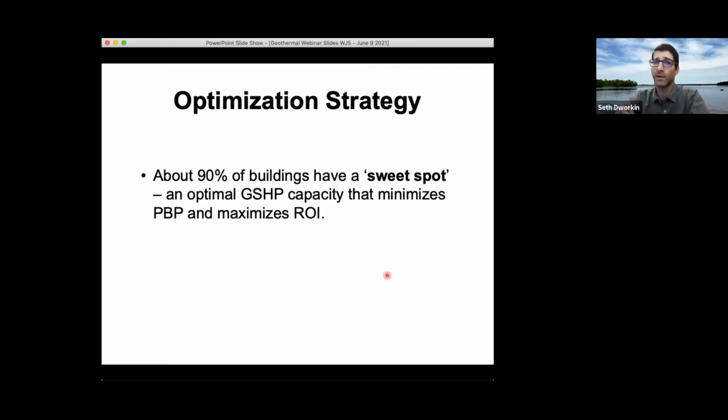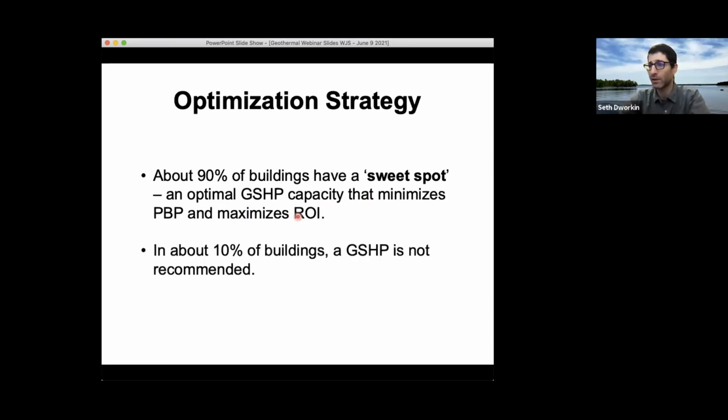So some residential, some that are used 24/7, others maybe business, used primarily Monday to Friday, 9 to 5. About 90% of buildings have a sweet spot, which is an optimal ground source heat pump capacity that minimizes payback period and maximizes return on investment.